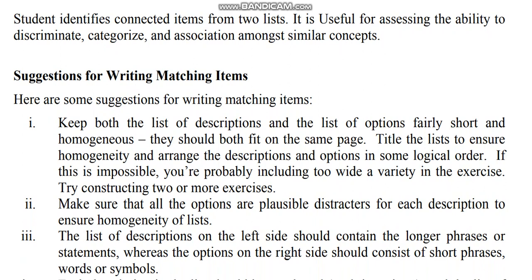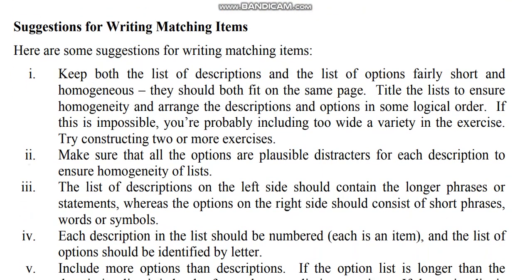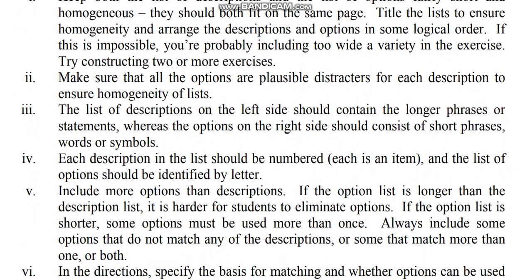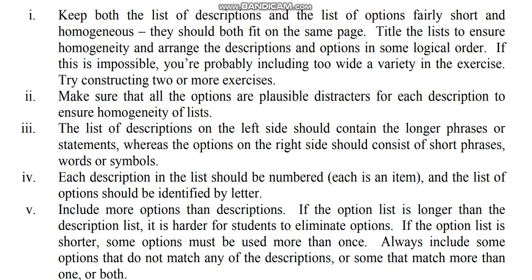Second one is make sure that all the options are plausible descriptors for each description to ensure homogeneity of lists. Third, the list of descriptions on the left side should contain the longer phrases or statements, whereas the options on the right side should consist of short phrases, words, or symbols. Fourth one is each description in the list should be numbered and the list of options should be identified by letter.